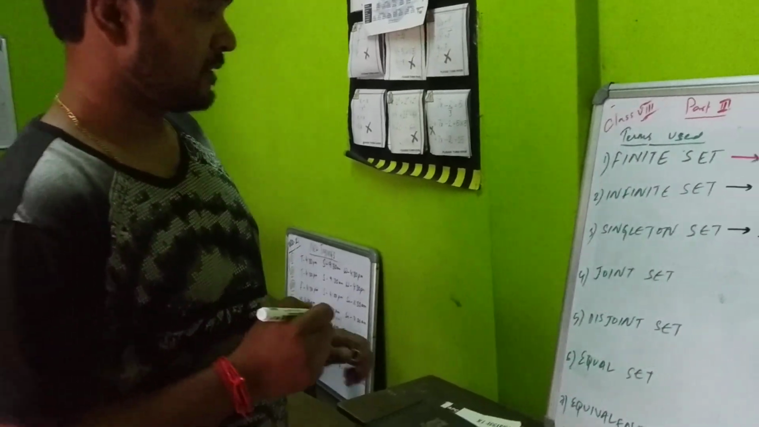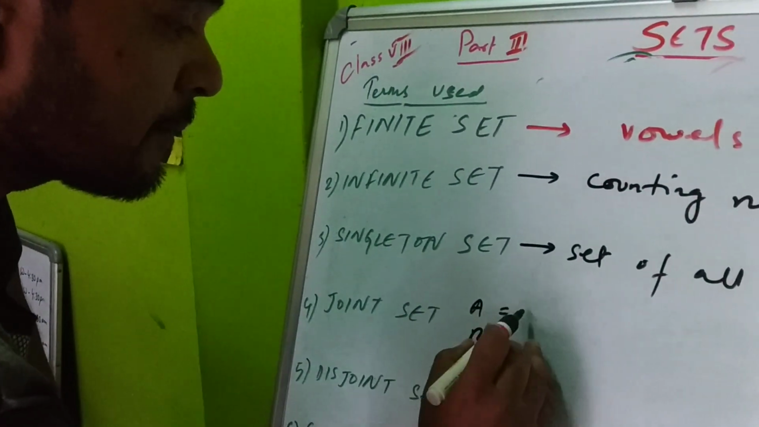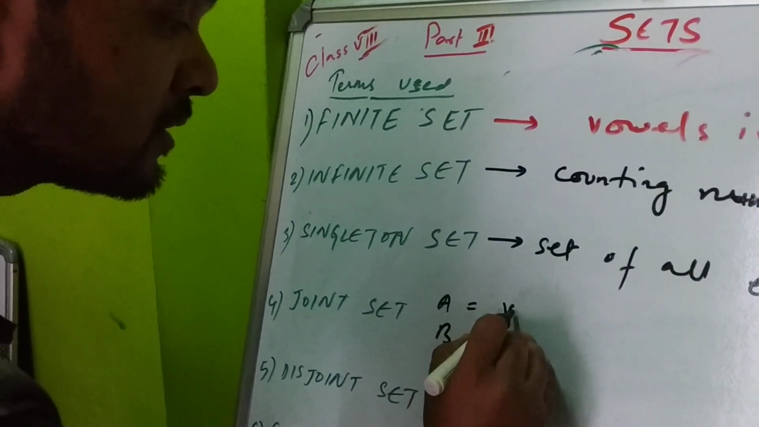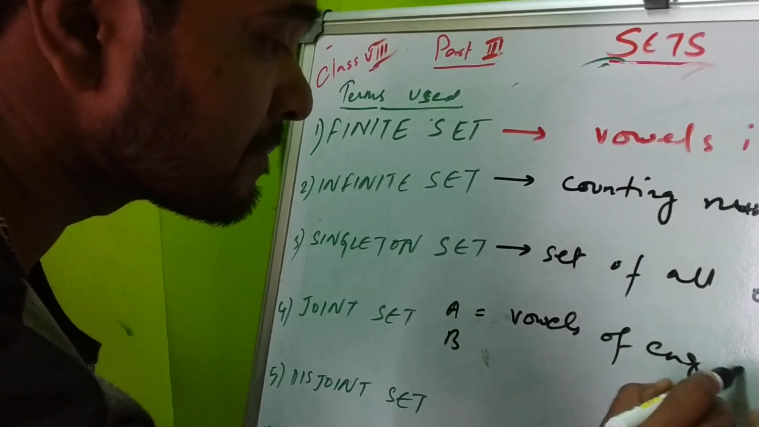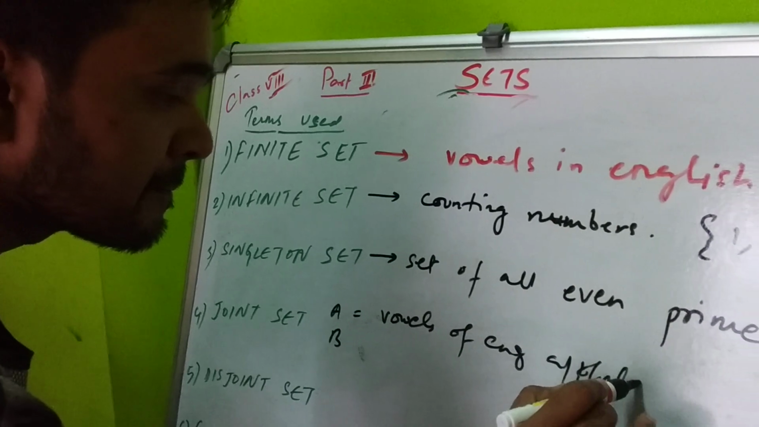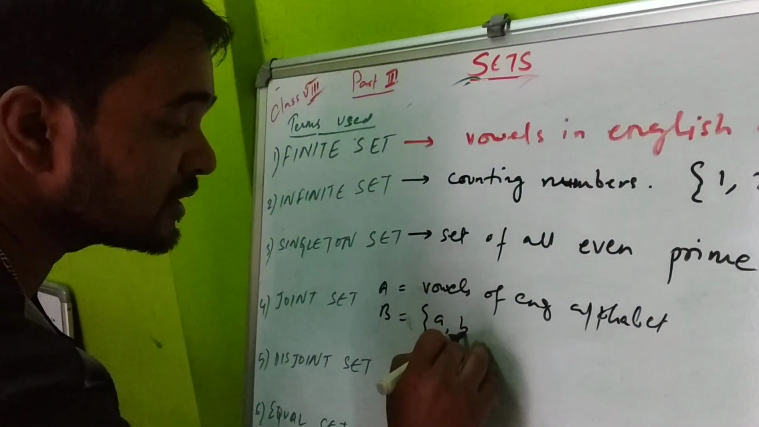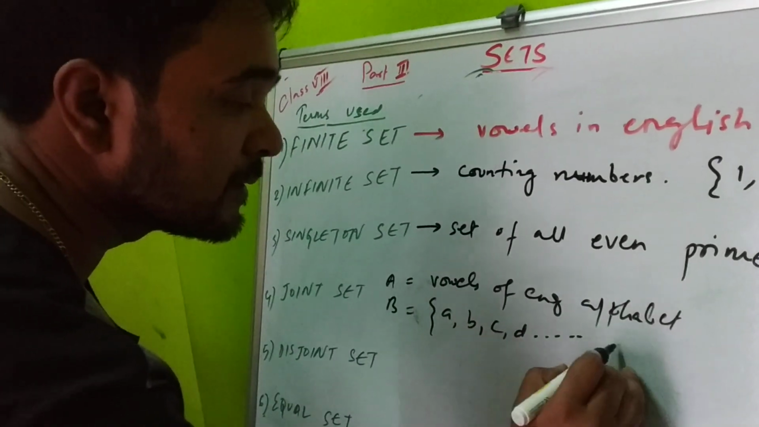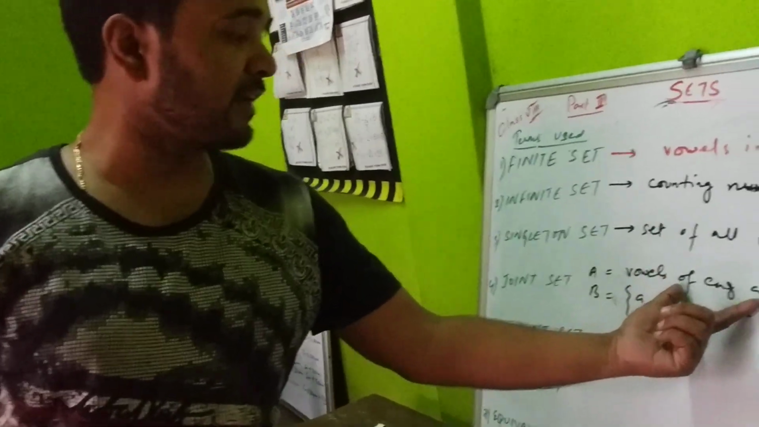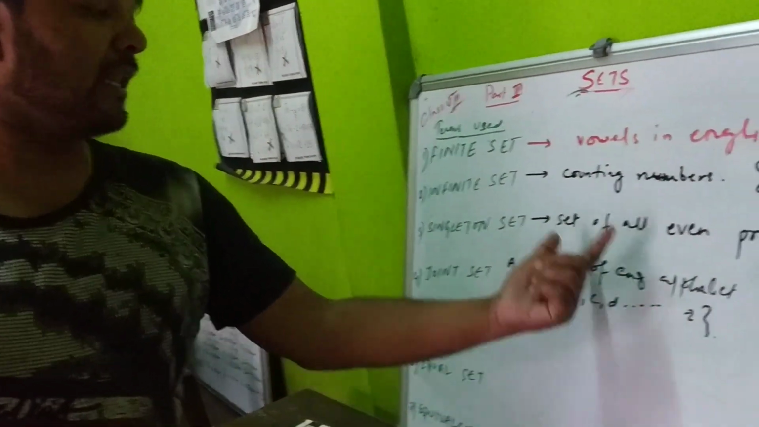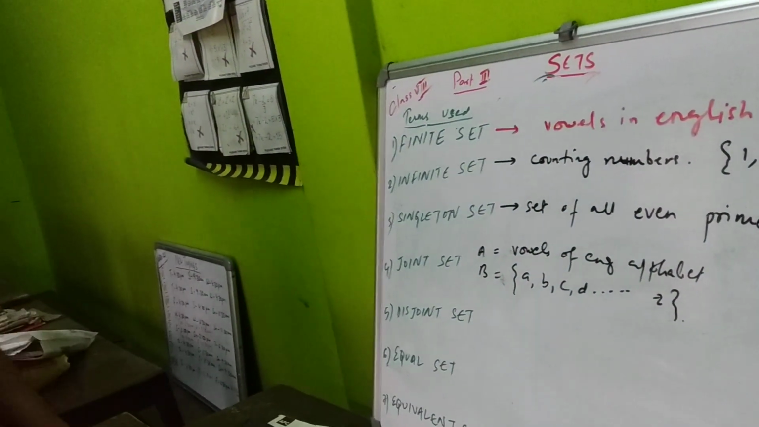Now joint set, in fact these are pair of sets. Let's say if I am taking 2 sets, A, vowels of the English alphabet, and B are all the alphabets present in English till Z. Now the elements of A are present inside B. There are some common elements of A and B, and in fact there are A, E, I, O and U. So they are called joint sets.